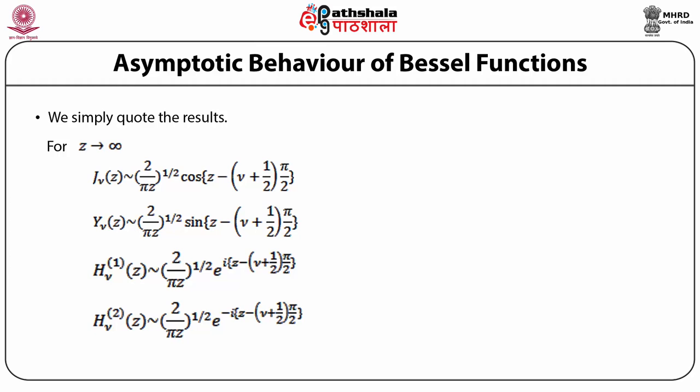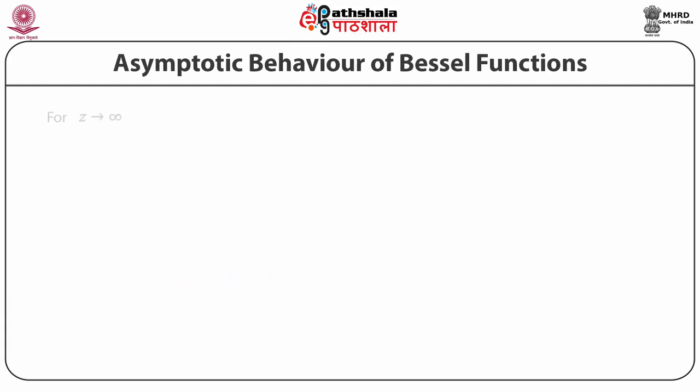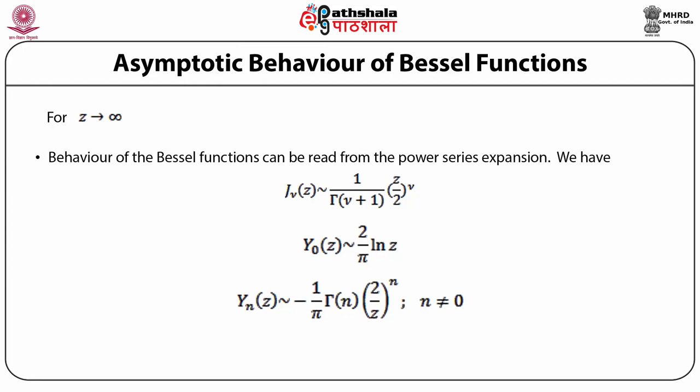Hν1 of z is approximately equal to 2 by πz raised to power 1 by 2 into e raised to power i within the brackets z minus ν plus half into π by 2. Hν2 of z is approximately equal to 2 by πz raised to power 1 by 2 into e raised to power minus i multiplied by within the brackets z minus ν plus half into π by 2, brackets close. For z tending to 0, the behavior of the Bessel functions can be read from the power series expansion. We have Jν of z is approximately equal to z by 2 raised to power ν divided by gamma of ν plus 1.